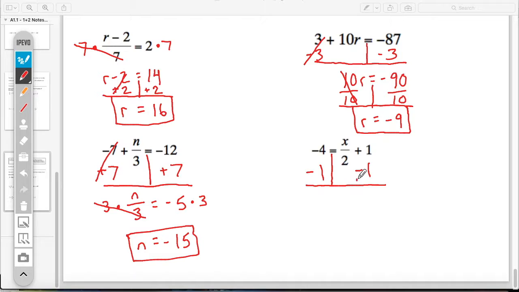Okay. So 1 minus 1, that cancels. So on this side I have x divided by 2 equals negative 4 minus 1, which is negative 5. Okay. So to get this x by itself, that 2 is being divided. Okay, I'll multiply by 2 on both sides. Okay, so these 2's cancel. Left with x equals 2 times negative 5, which happens to be negative 10.